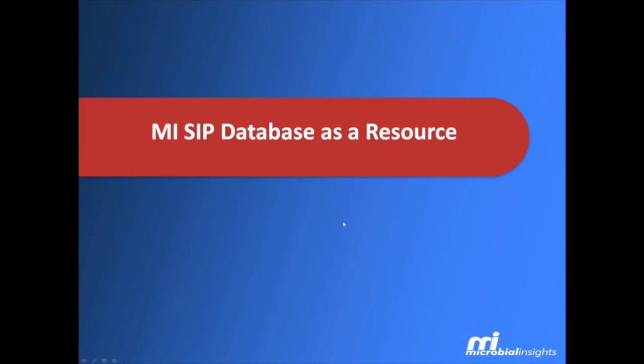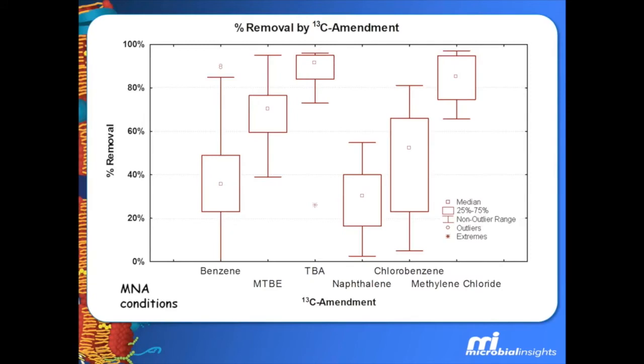In closing here, I would like to point out that MI maintains a database, and they're going to be going live and online with this database by the end of the year, in which they can provide you information about other people's experience with different types of C13 labeled compounds like the ones that you see here: benzene, MTBE, TBA, naphthalene, chlorobenzene, methylene chloride, and this list is expanding all the time.